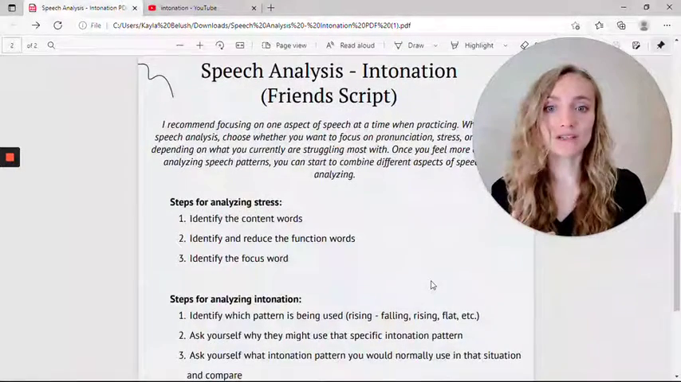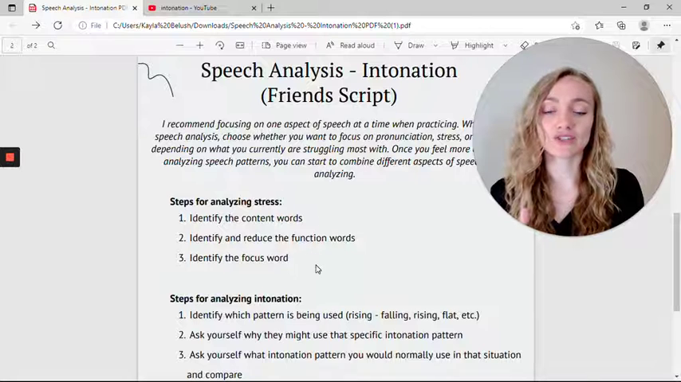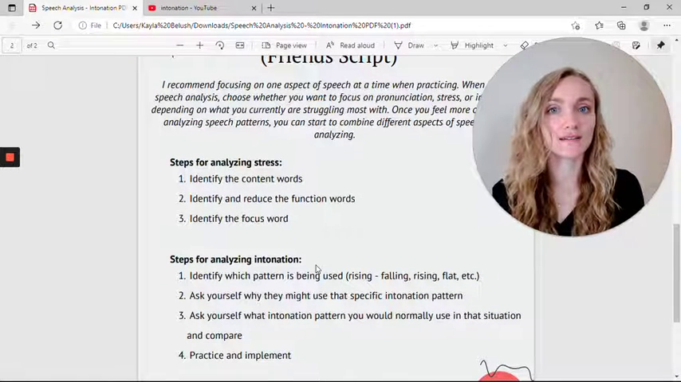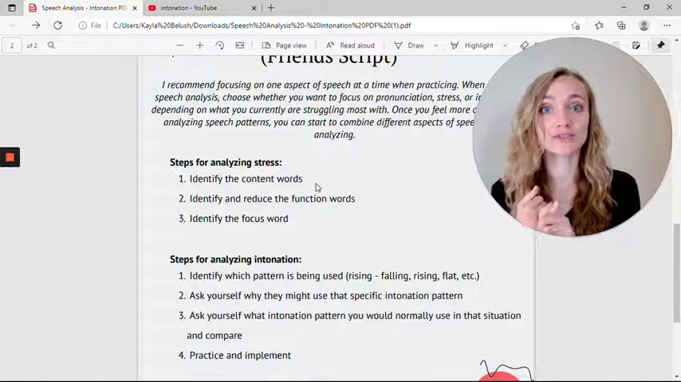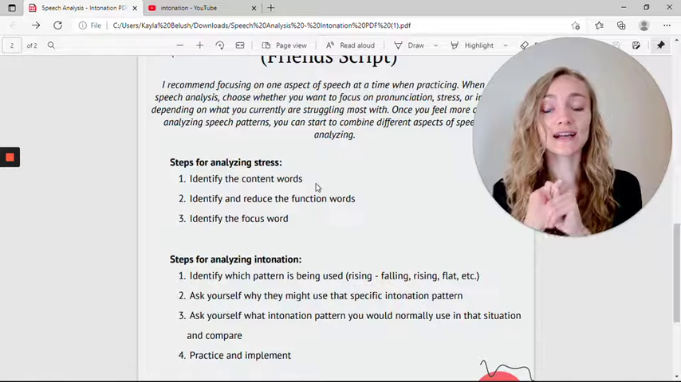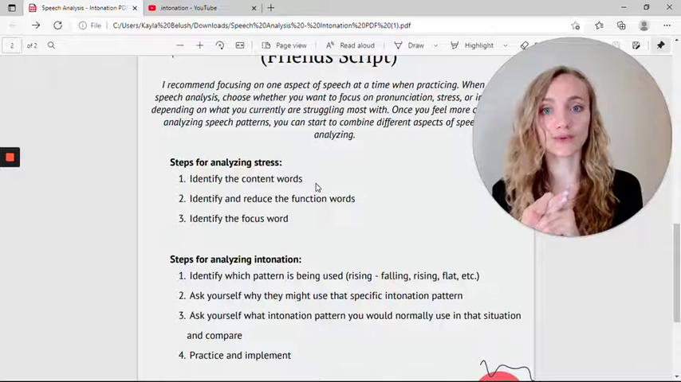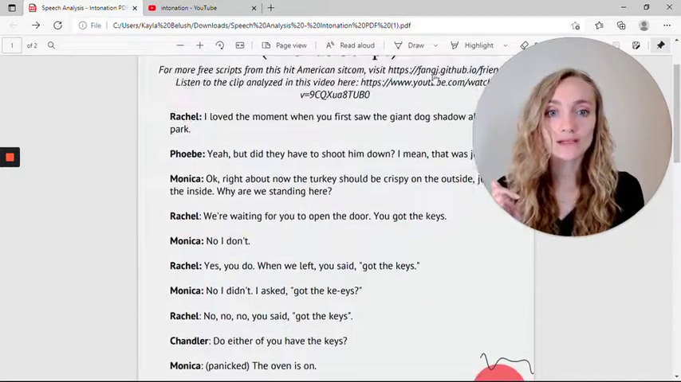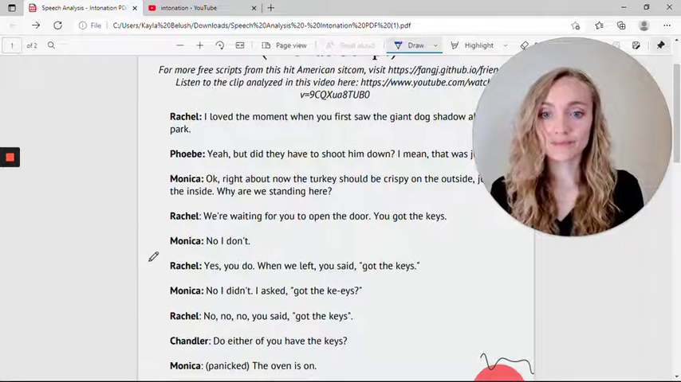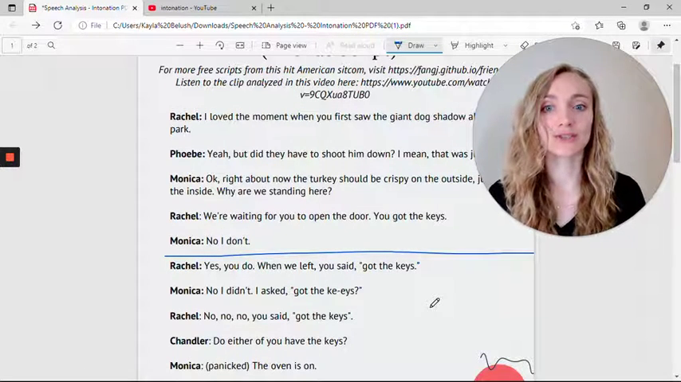So the second part of this PDF that you guys have access to is steps for analyzing stress. This is what we saw in the presentation on stress. First we're going to identify content words, so the message words. Then we're going to identify and reduce the function words using the schwa, and we're going to also identify the focus word. Okay, so that's what we're going to do for the first part. We're going to go until, let's say, this part. So this will be the first half where we talk about stress.